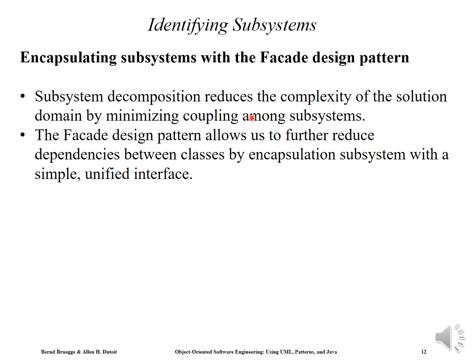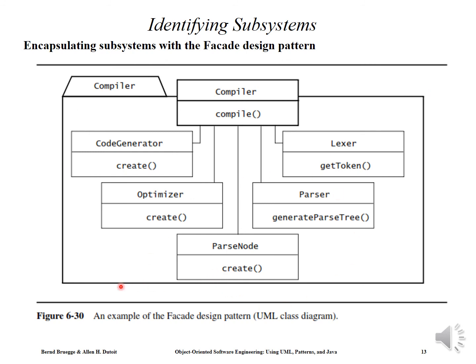So the facade design pattern allows us to further reduce dependency between classes by encapsulating a subsystem with a simple unified interface. To further reduce complexity, we use the facade design pattern. Basically, the facade design pattern hides the complexity of the system and provides an interface to the client using which the client can access the methods of the subsystem.